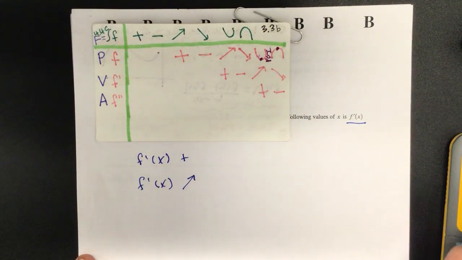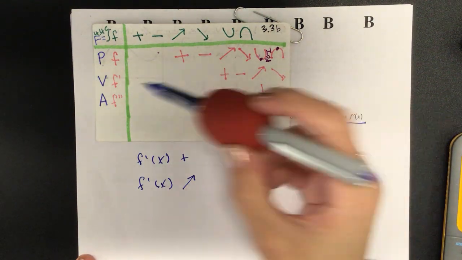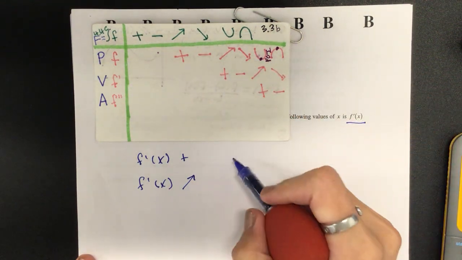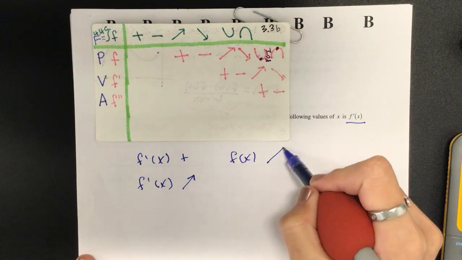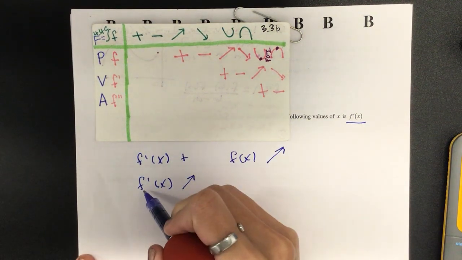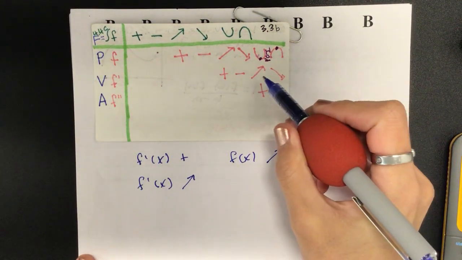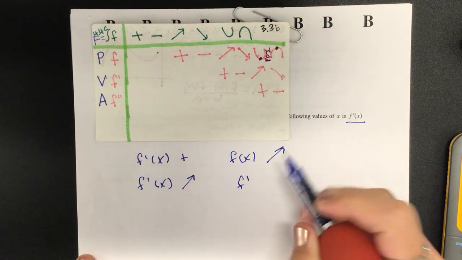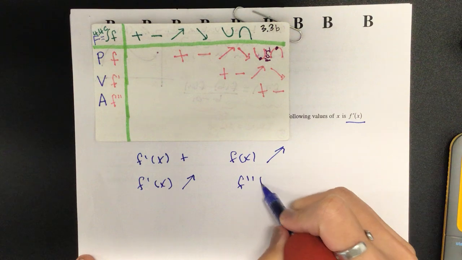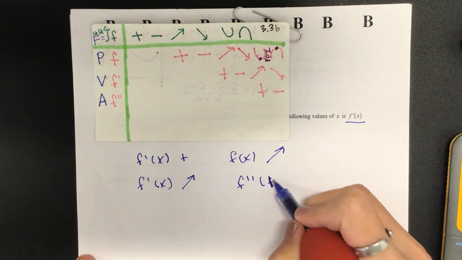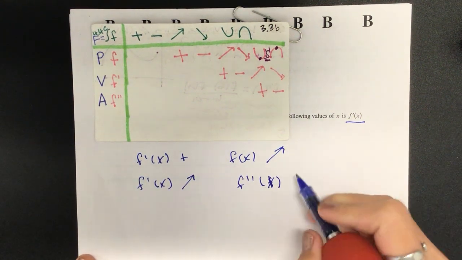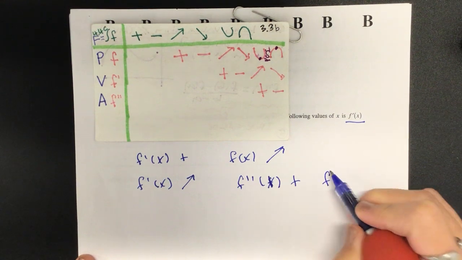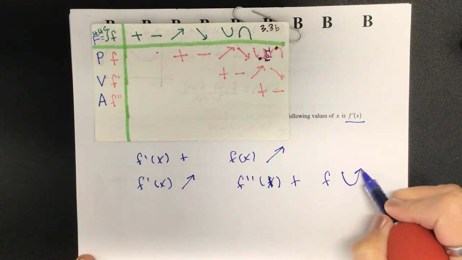Looking at my PVA card, when f prime is positive, the graph is doing what? The graph is going up, okay? And then it says, if f prime is increasing, my graph is going what? Concave up. It is concave up. So f prime of x is positive, and the graph is concave up.